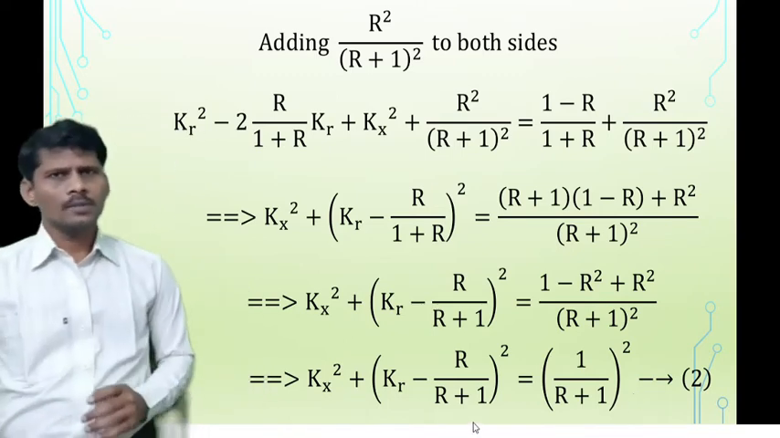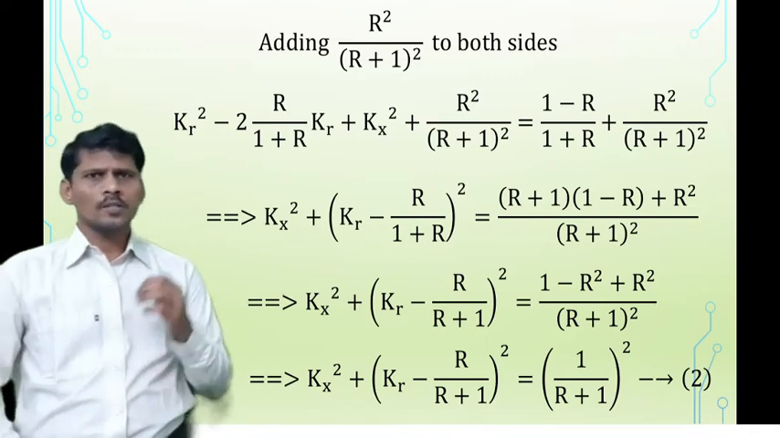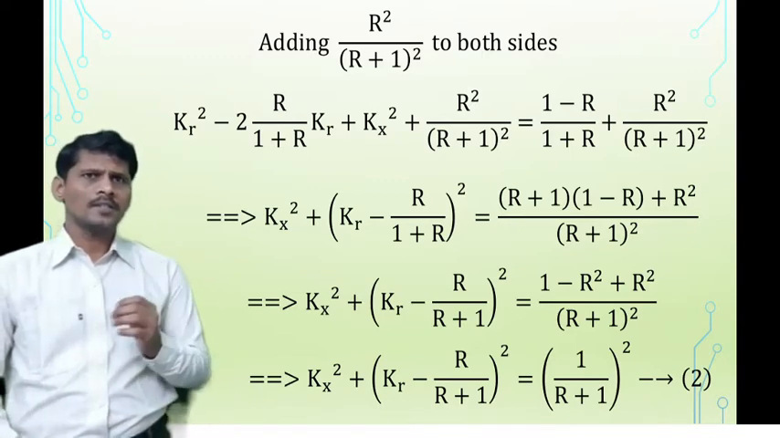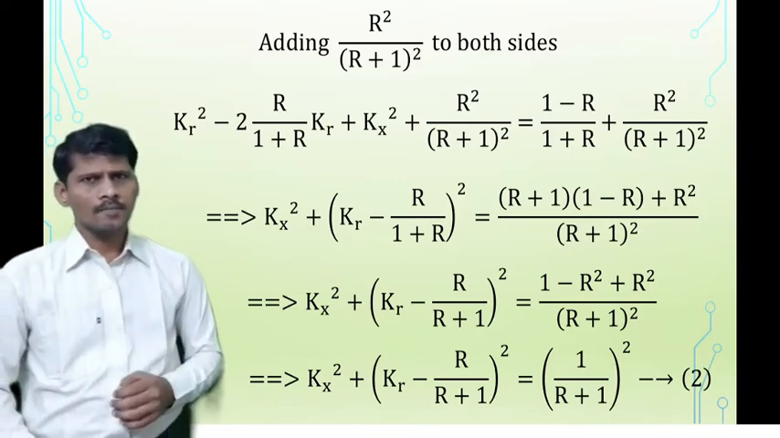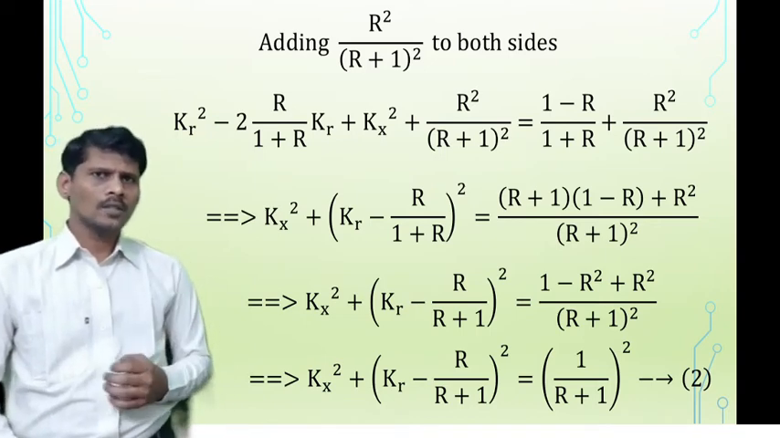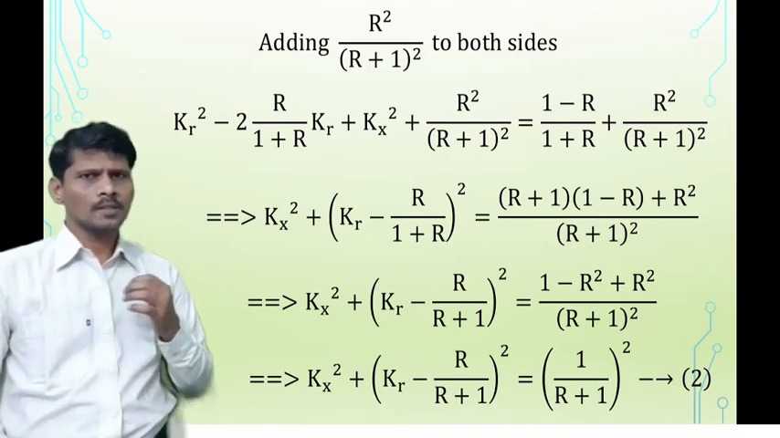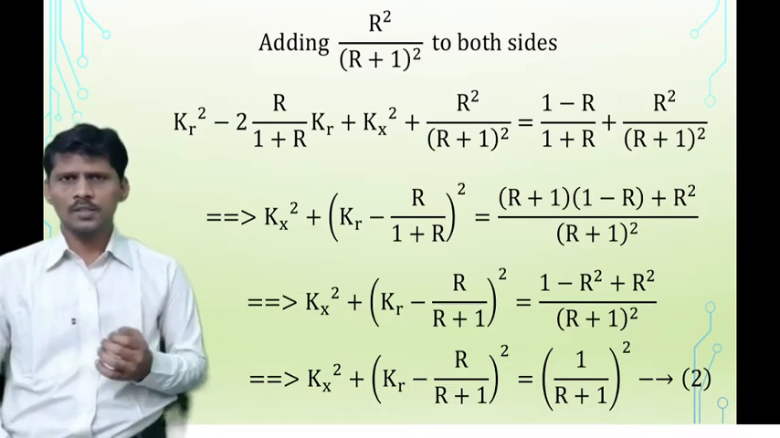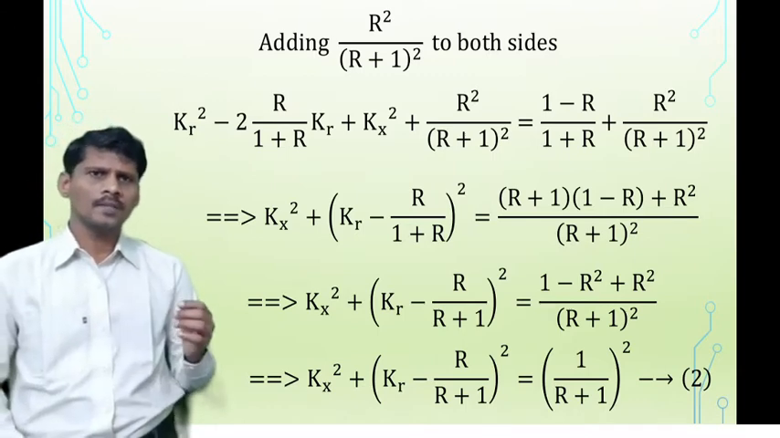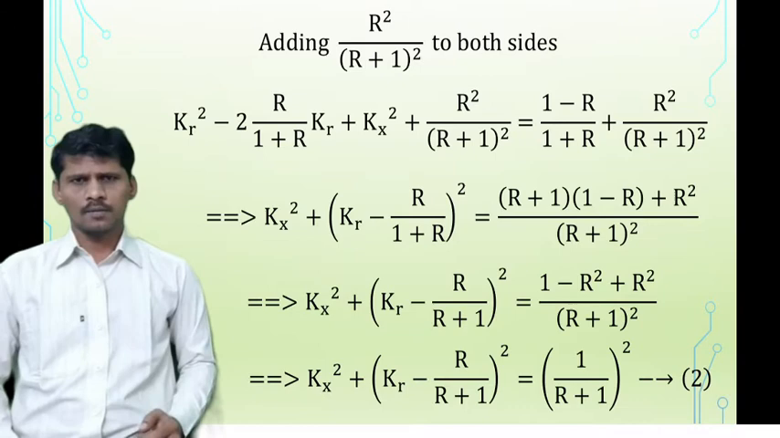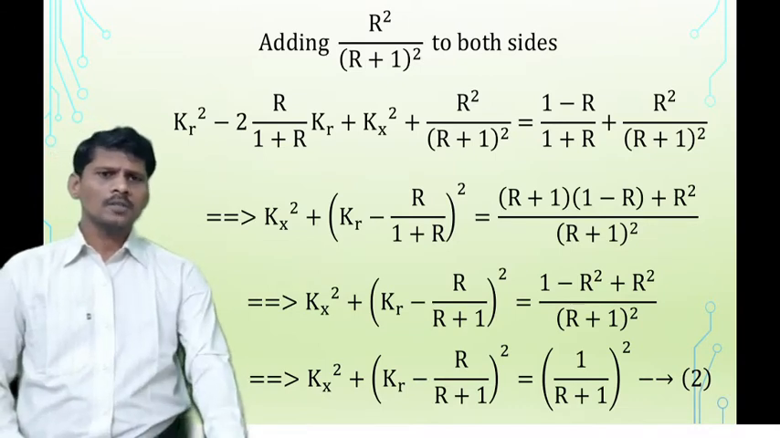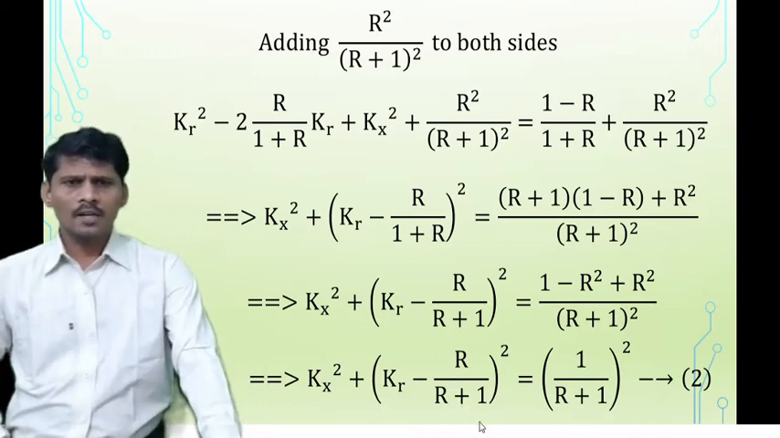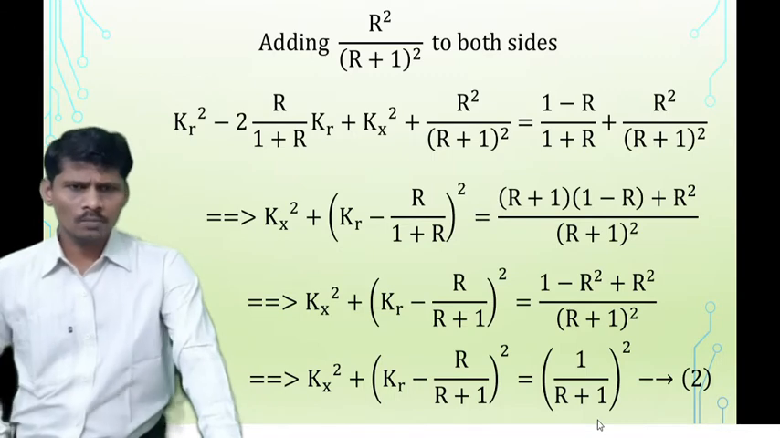So what is the circle equation? x square plus y square is equal to r square is the circle equation. In that equation, the center is 0, 0 and the radius is r. One more circle expression is x minus a whole square plus y minus b whole square is equal to r square. In that equation, the center of the circle is a, b and the radius of the circle is r. Comparing this expression with the standard representation of the circle, the center is R by R plus 1, 0 and the radius is 1 by R plus 1.